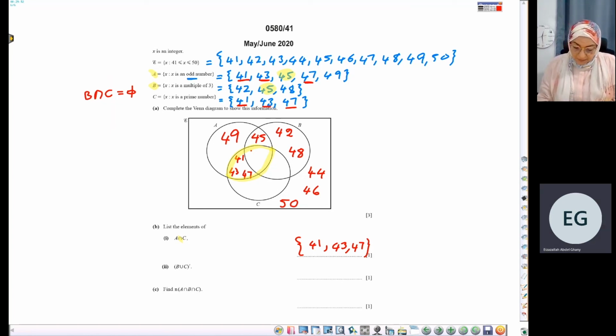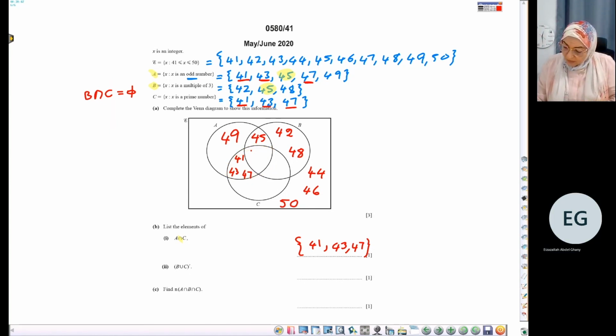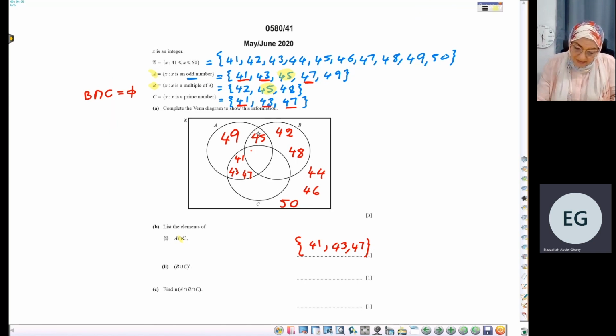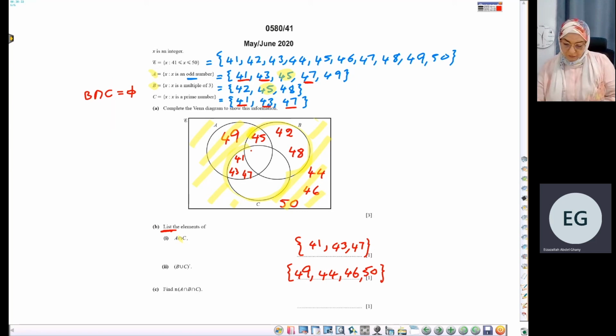Correct. B union C all dash. Where is B union C? It is the sunglasses. All dash means everything outside the sunglasses, but in the universal set. He wants me to list them. Take care, the word list. They are 49, 44, 46, and 50. Take care, order is not important.